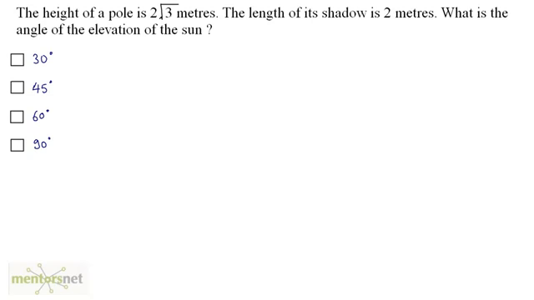The height of a pole is 2 root 3 meters. The length of its shadow is 2 meters. What is the angle of elevation of the sun?